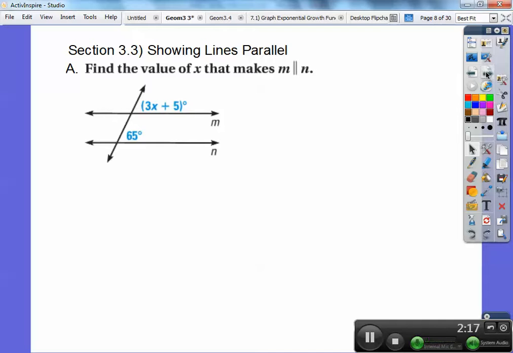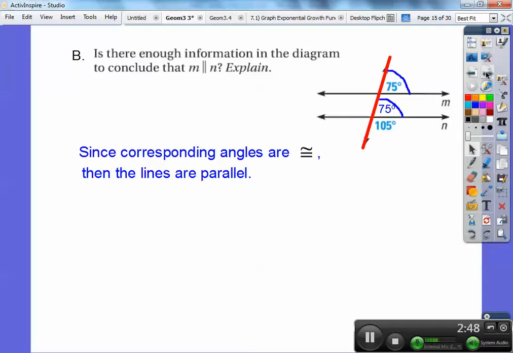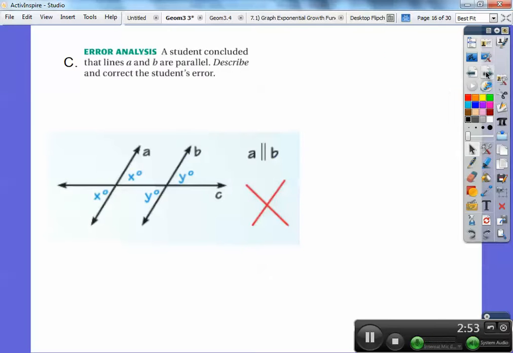Find the values of x that make the lines parallel. Because those are corresponding angles, those angles are equal to each other. So 3x plus 5 equals 65, then subtract 5, you get 60, and divide by 3, you get 20. This one here: is there enough information in the diagram to conclude that the lines are parallel? Well, that's 105, and because of that straight line, straight lines are 180, so 105 plus 75 equals 180. Since those two 75s are corresponding angles, then yes, those lines are parallel because corresponding angles are congruent.